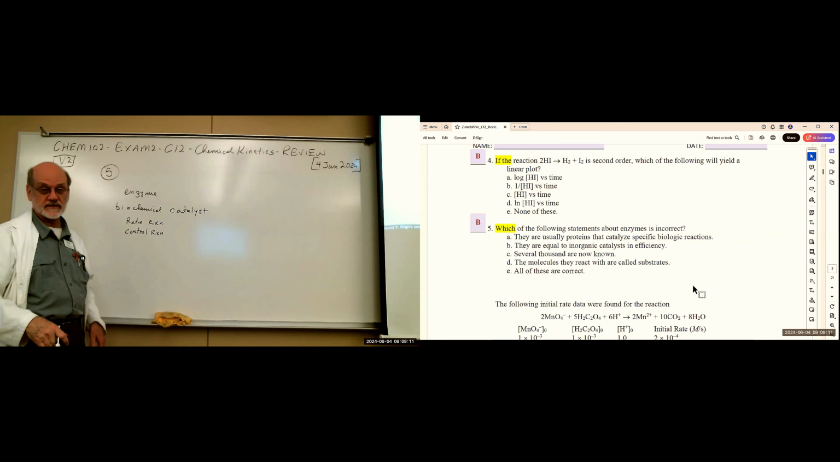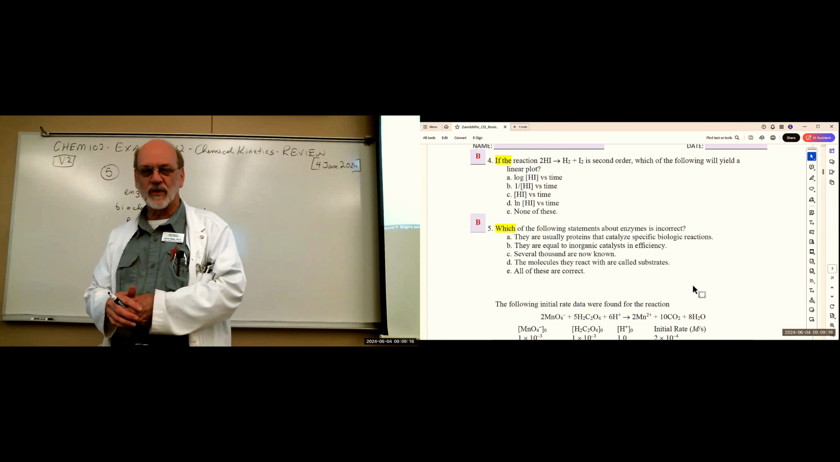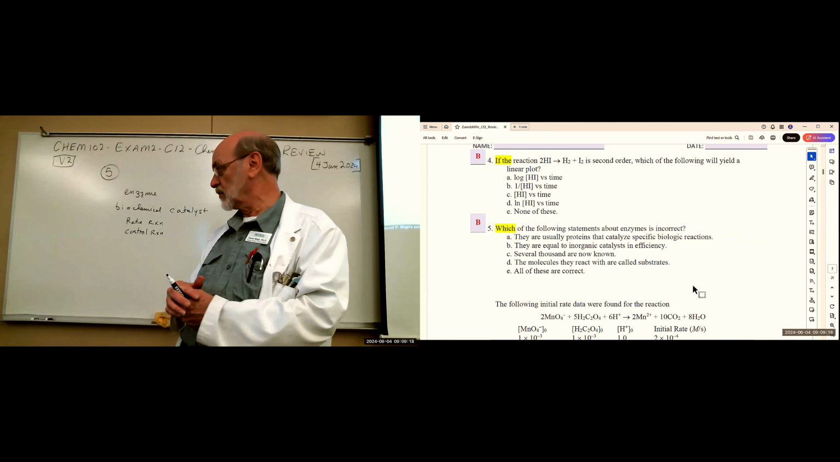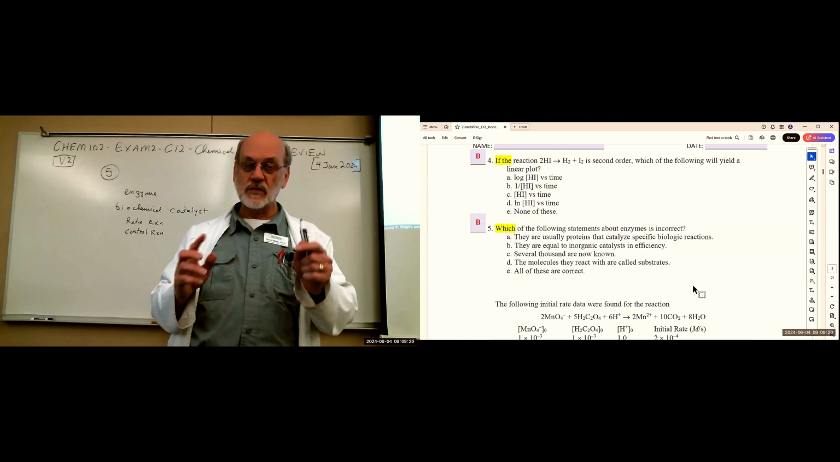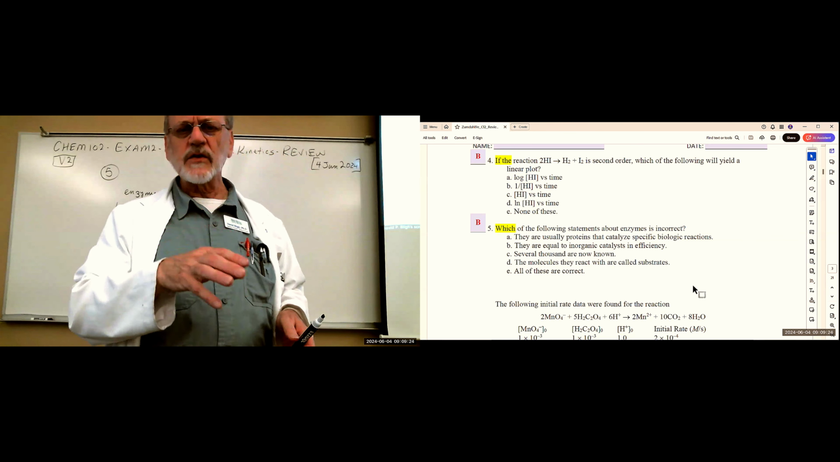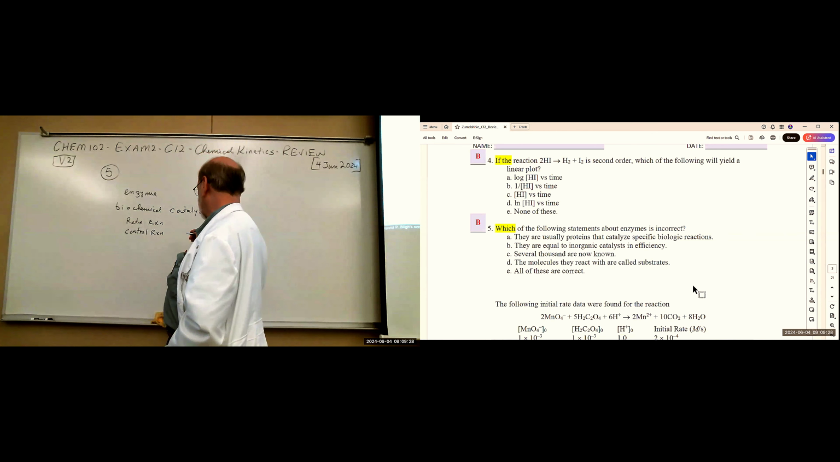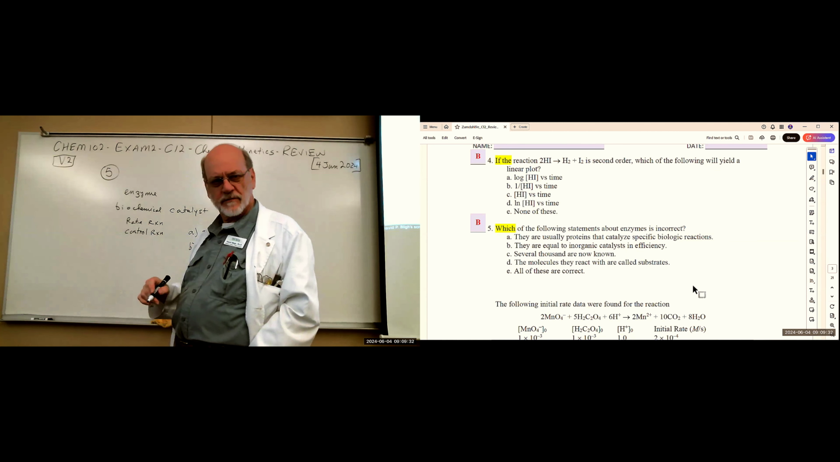There are a couple of exceptions that are troublesome in the biochemistry world, but as a general rule, you need 2 enzymes to go forward and backward. So they're usually proteins that catalyze a specific biological reaction. Yep, A is true. We're looking for the false one.